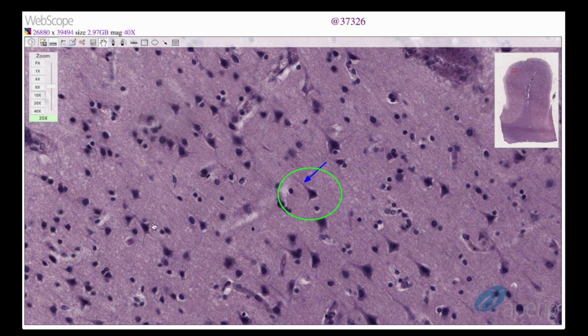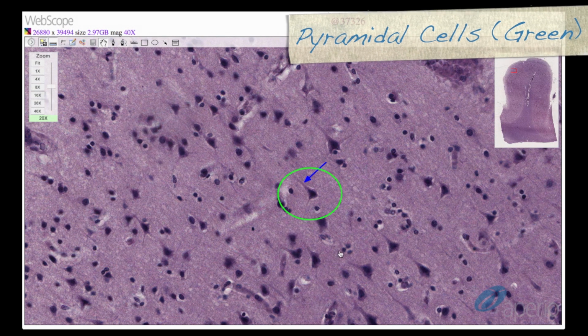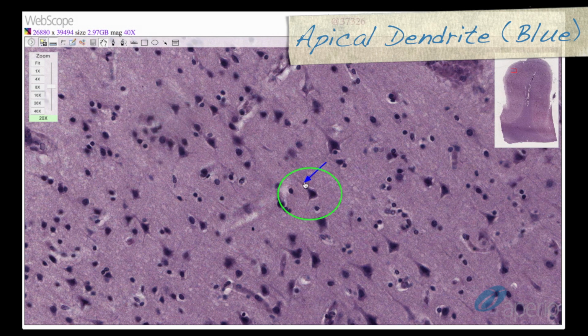Large pyramidal cells can be found in the gray matter. Pyramidal cells contain apical dendrites that point towards the external surface of the cerebrum. A pyramidal cell is circled here in green. The blue arrow points to the apical dendrite.